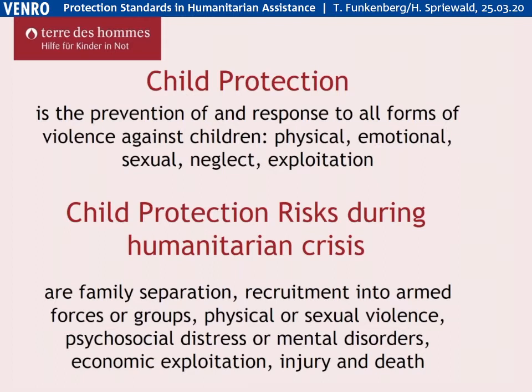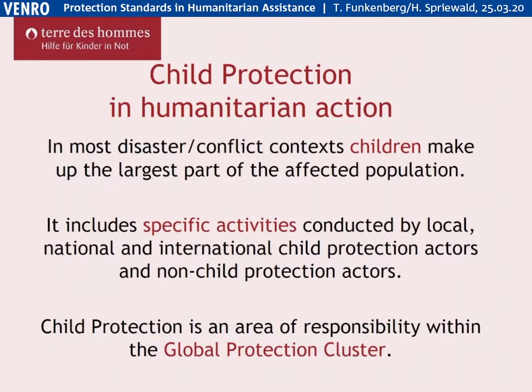So what are child protection risks specifically during a humanitarian crisis? During a humanitarian crisis, often families will be separated and children will be on their own without any parents or caretakers. Children are recruited into armed forces or armed groups. They experience physical or sexual violence, psychosocial distress or mental disorders, or they are economically exploited and they face injuries and death.